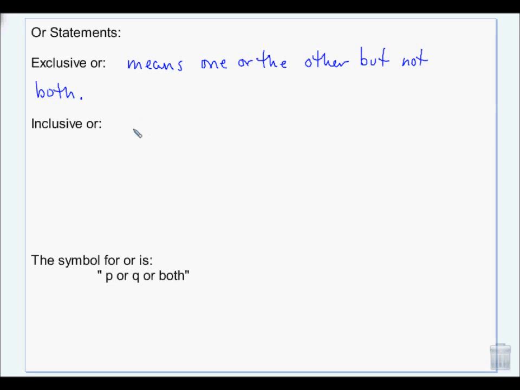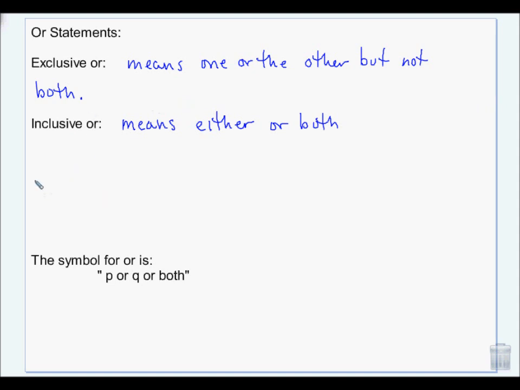The inclusive or means either or both. So it's like one or the other or both. Like, we could have pizza or chicken nuggets. Well, maybe you decide to have both pizza and chicken nuggets at the same time. You can do that, right? That's physically possible. So this would be inclusive. Like, we can go camping or we could go to the beach. Well, you could go camping at the beach. So you could have both.